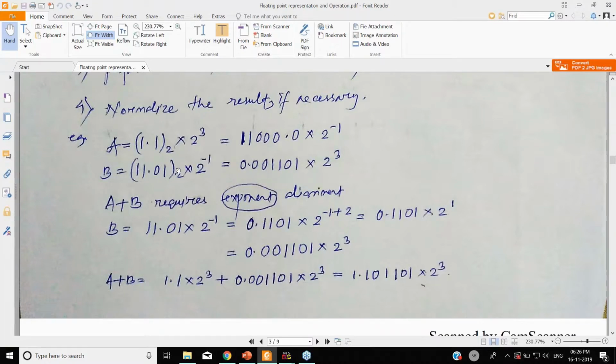take this binary point. There is 1.01. Let me use the pen. This 1.11, and we take this decimal point from here to here. And when you take the decimal point from here to here, what do you need to do?